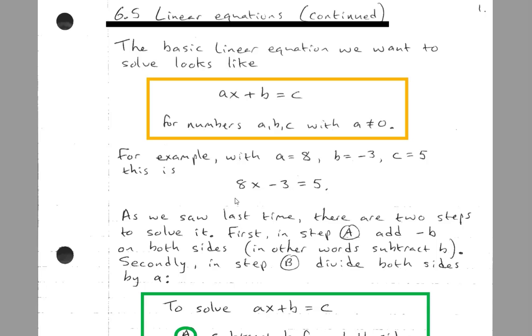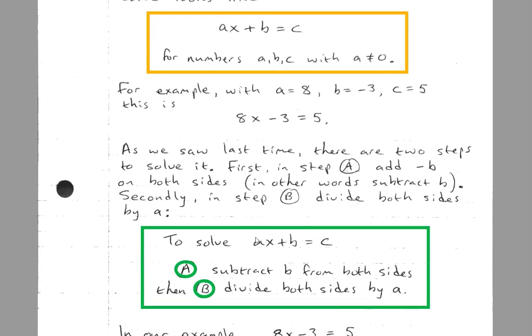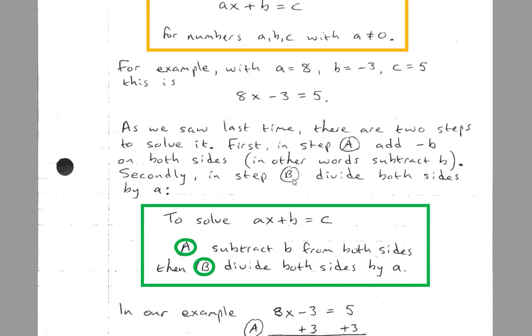We saw last time there are two basic steps. Step A: whatever b is, we're going to subtract that from both sides. And the second step, step B, divide both sides by little a. So whatever number is multiplying the x, the second step is to divide both sides by that number.